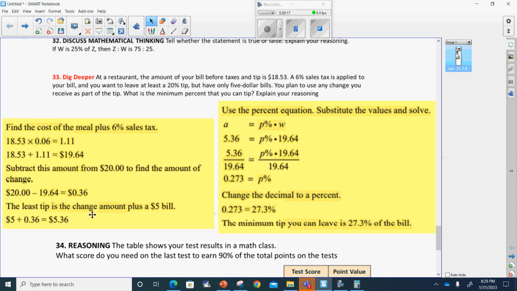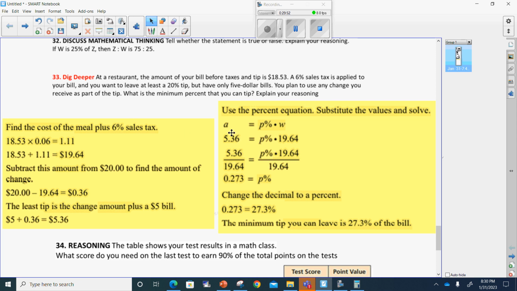Now, the least tip is the change amount plus the $5 bill, which would be $5 plus 0.36, which would be $5.36, right? We could use the percent equation and substitute the values. So we could have 5.36, right? That's the amount, because remember now it's asking what is the minimum percent? And then explain your reasoning.